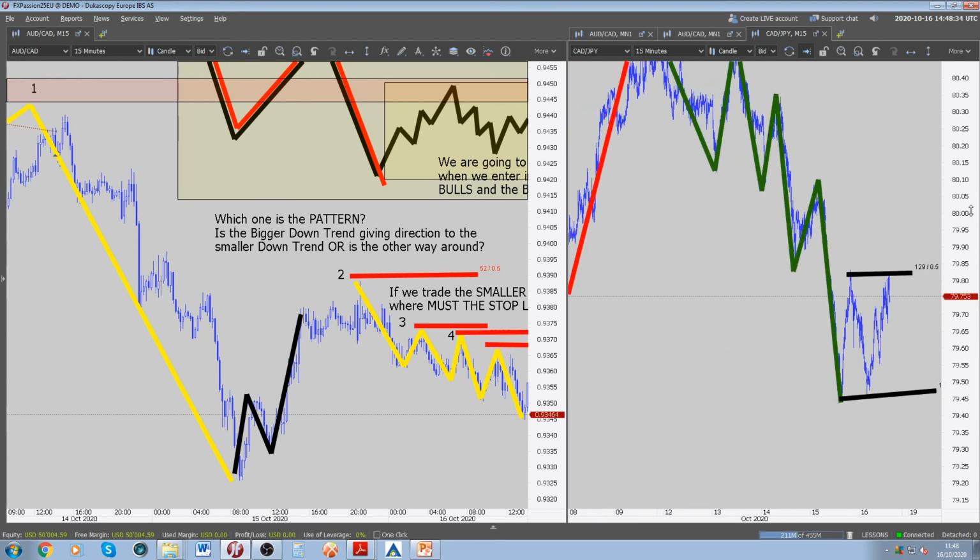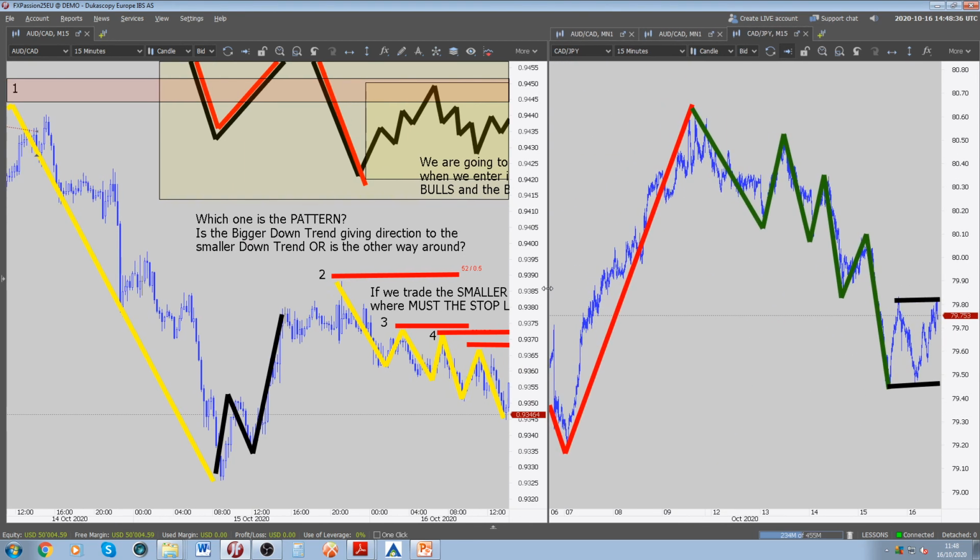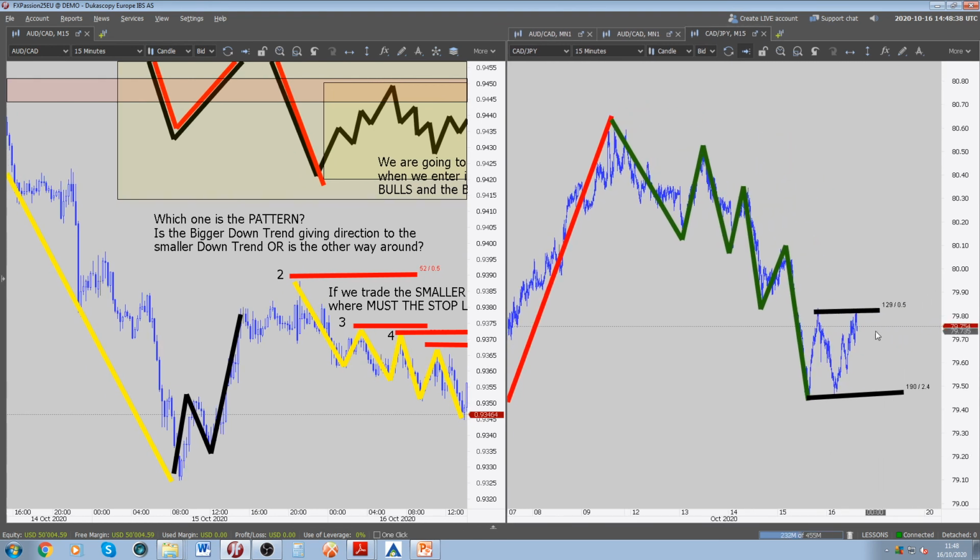So, should we go long? Should we go short? Who controls who? What controls what? It sounds confusing, everybody, but it's not. Just look at AUD CAT, where we correctly identified that the bigger pattern controls the smaller pattern. The bigger pattern is giving direction to the smaller pattern. On AUD CAT, the bigger downtrend is giving direction to the smaller downtrend.